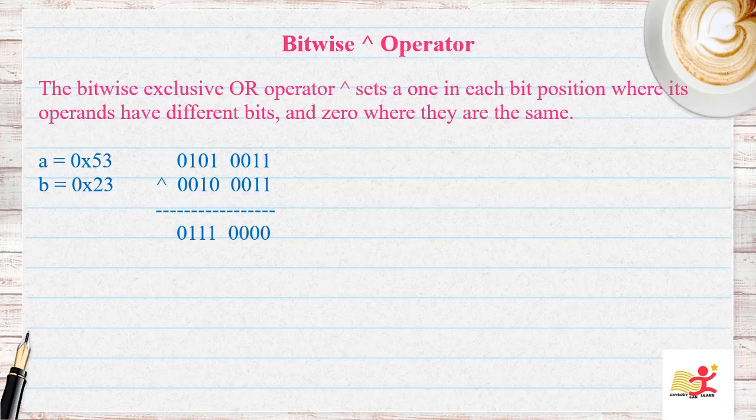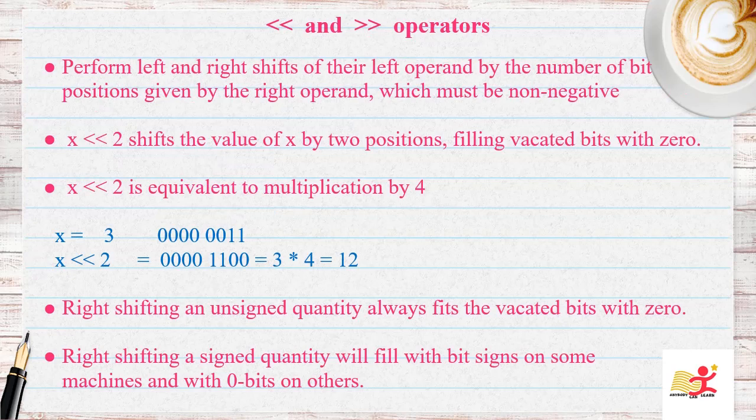So here, when you XOR 1 and 1, the result will be 0, and when you XOR 0 and 1, the result will be 1. So we have the final result as 01110000.